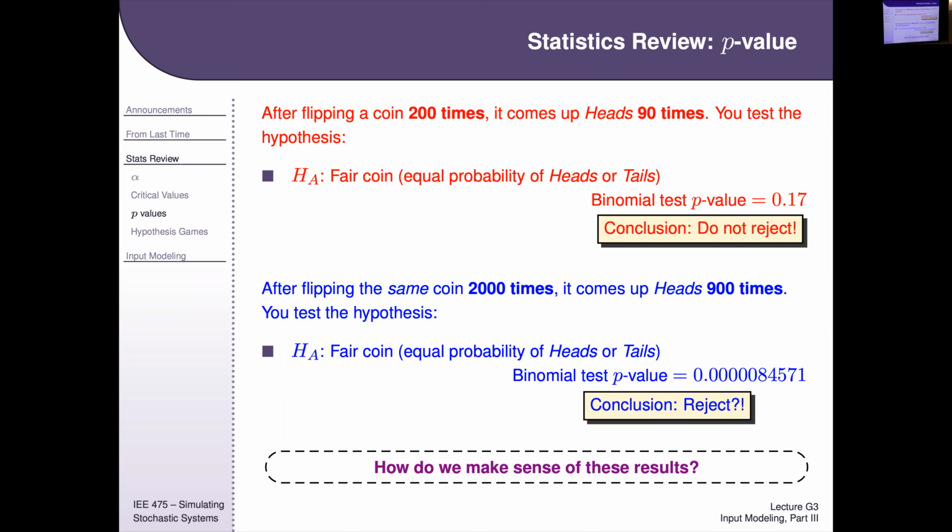Why would more samples lead to rejection? Because with more data, you have more ability to detect a difference from an ideal. What I'm saying here is that in 2,000 coin flips, if it's truly a fair coin, it's actually pretty unlikely that it's going to come up 900 times heads. It's probably going to come up somewhere between 950 and 1,050 or something like that. So this is sort of an outlier under the null hypothesis of fairness when I flip the coin 2,000 times.